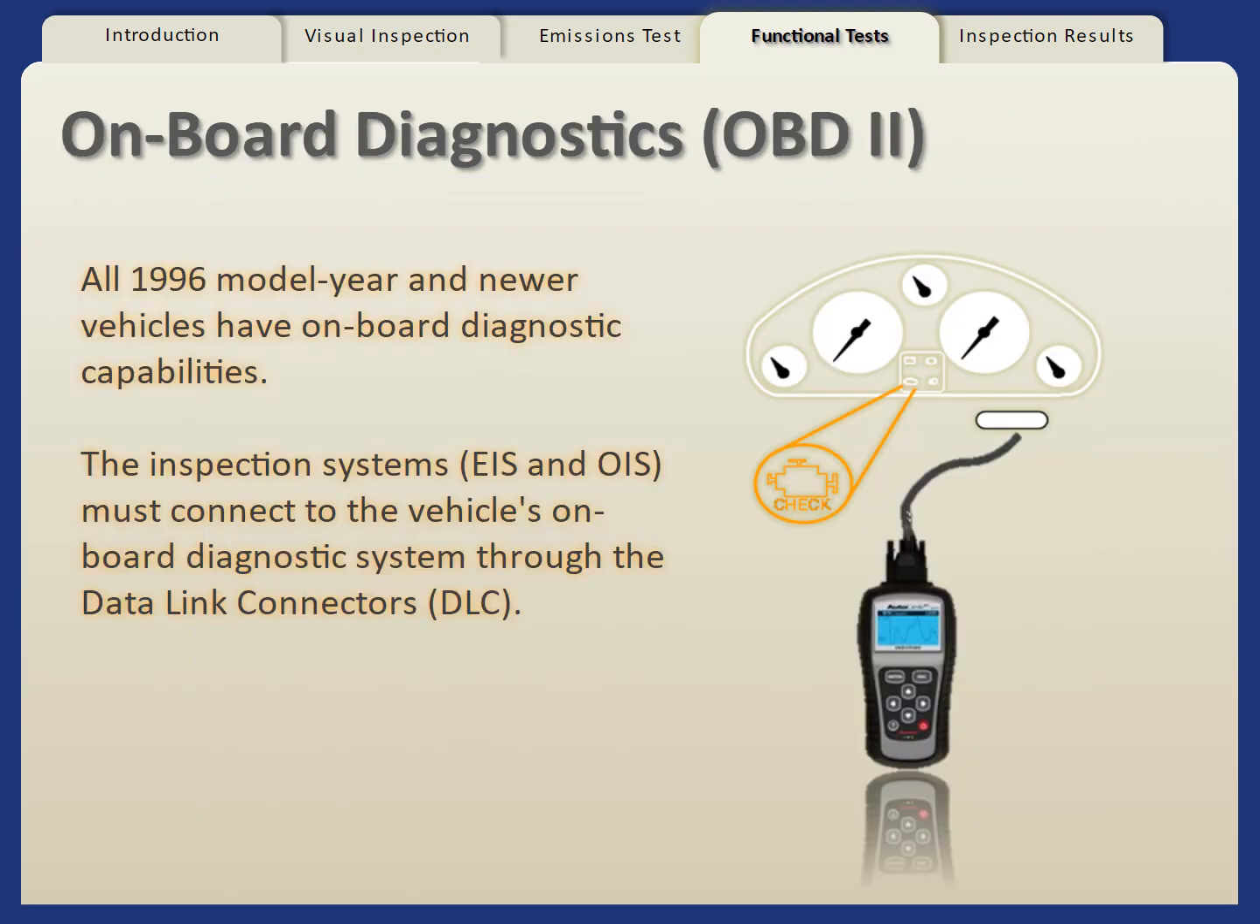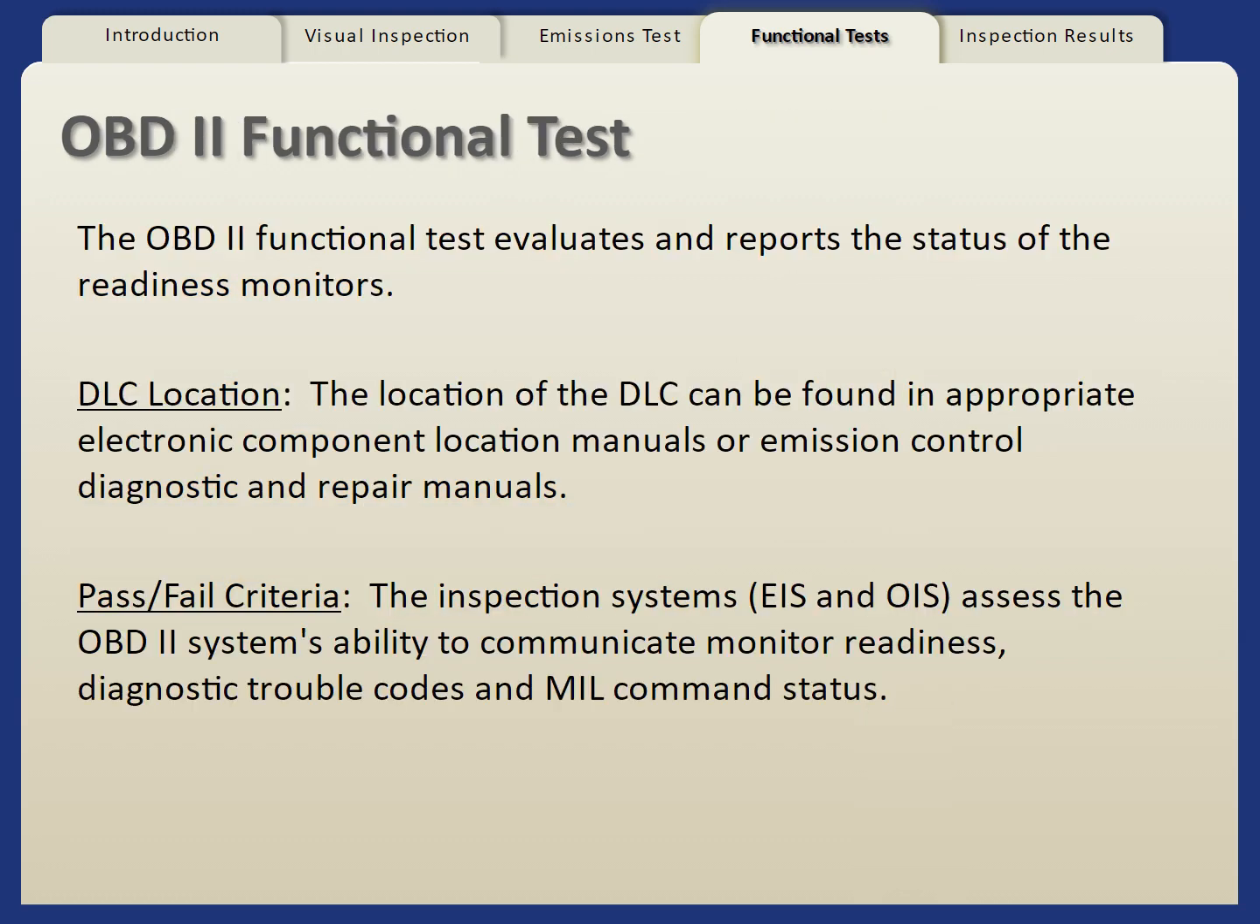All 1996 model year and newer vehicles have computer-controlled emission control systems, which have onboard diagnostic capabilities. Vehicles are equipped with standardized diagnostic data link connectors, or DLC, which the inspection systems, both EIS and OIS, can connect to and collect diagnostic information. The SmogCheck OBD2 functional test evaluates and reports the status or results of the readiness monitors. This is automatically performed by the inspection systems, both EIS and OIS.